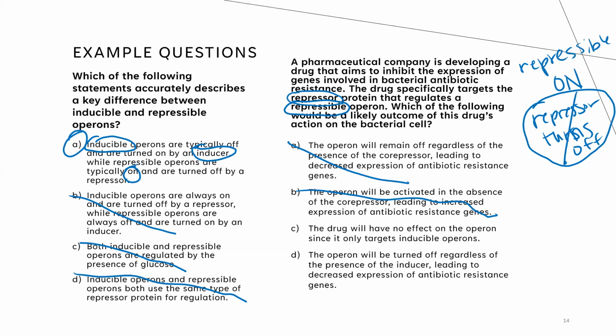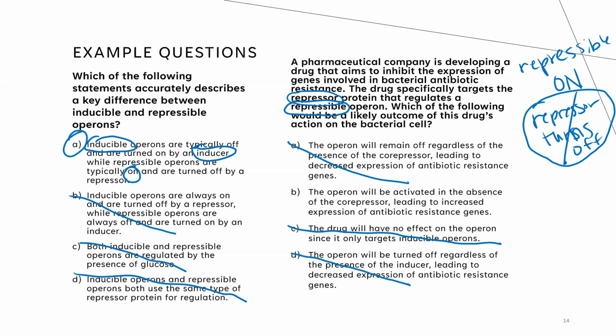We're going to come back to B in a second. All right, C, the drug will have no effect since it only targets inducible operons. It doesn't say anything about that, so we're going to cross that one out. All right, D, the operon will be turned off regardless of the presence of the inducer, leading to decreased expression. No, it doesn't say anything about turning it off. It actually says that we wouldn't be able to repress, so it stays on. It's going to stay on. So that's why I say come back to B.